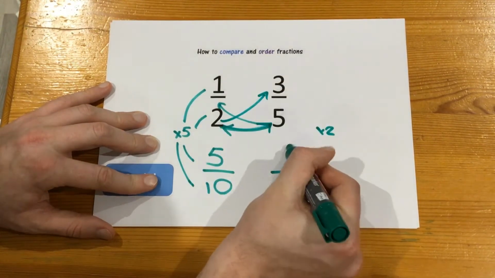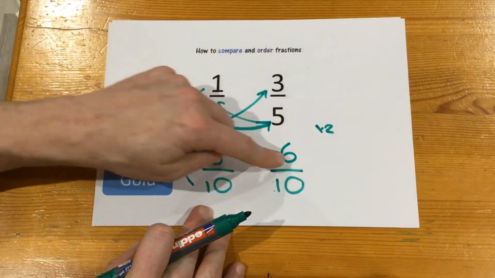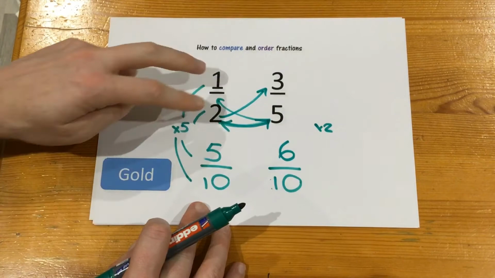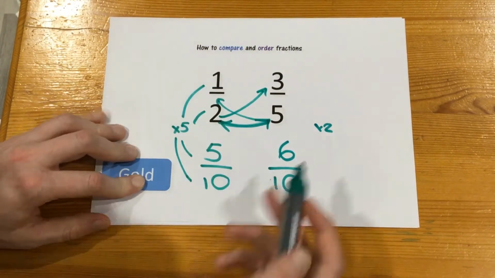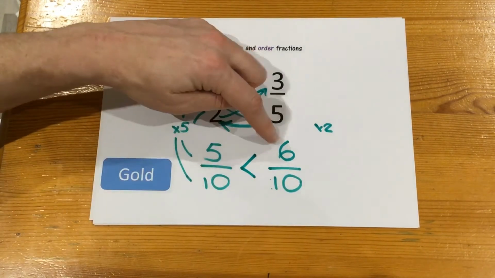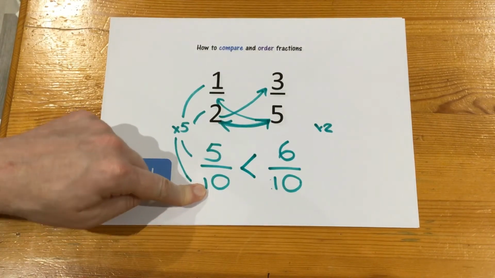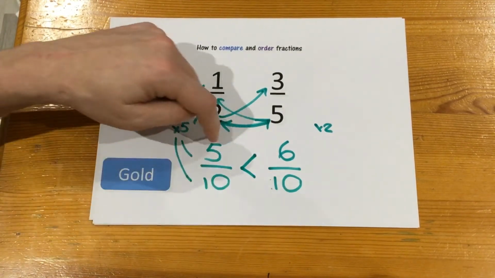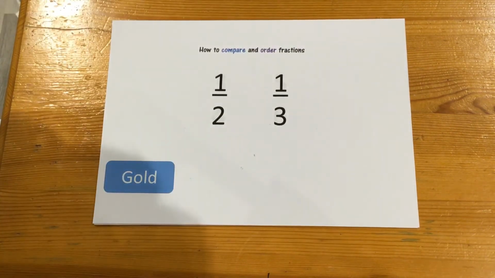2 times 3 is 6. So 3/5 is the same as, or equivalent to, 6/10. So now that I know 1/2 is 5/10 and 3/5 is 6/10, the larger of the two fractions is 6/10, because the numerator is 6 compared to the numerator of 5. So once I've got the common denominator, I'm back to bronze, and now I only need to compare the two numerators.